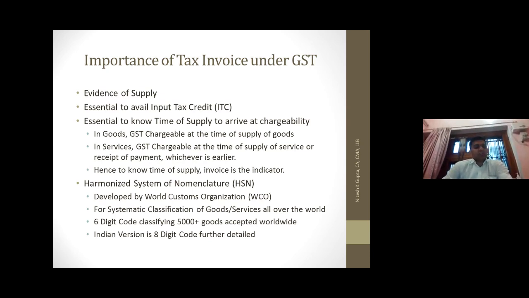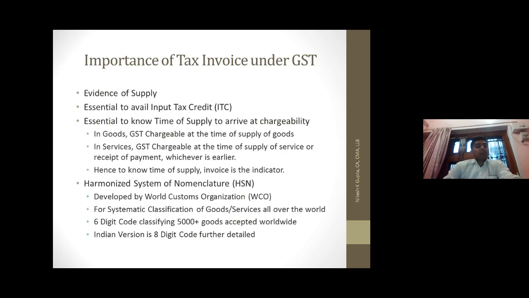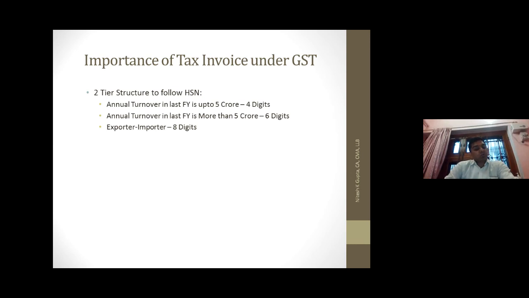Now there is a 2-tier structure to follow for HSN. This HSN code has to be mentioned everywhere, in returns, in the invoice, wherever you are writing something about the goods or supply or service supply. Now, who has to mention how? If your turnover in the last financial year is up to 5 crore, you have to mention 4 digits of HSN for every goods or service you are providing. If your turnover in the last financial year is more than 5 crore, 6 digits have to be mentioned. In case of export or import, 8 digits are compulsory.